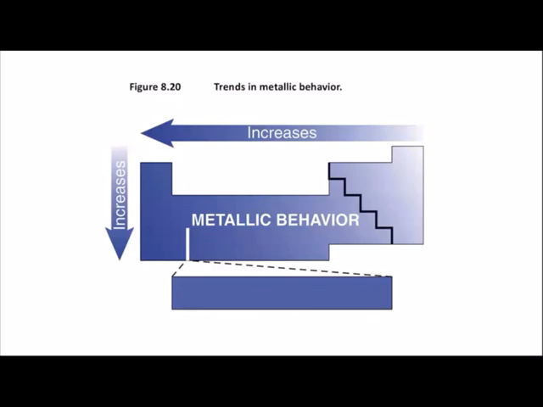And we can think metallic behavior goes from very little metallic behavior in the top corner down to very metallic behavior in our bottom corner here near cesium and francium. So cesium has one of our most metallic behavior elements. Fluorine, one of our least.